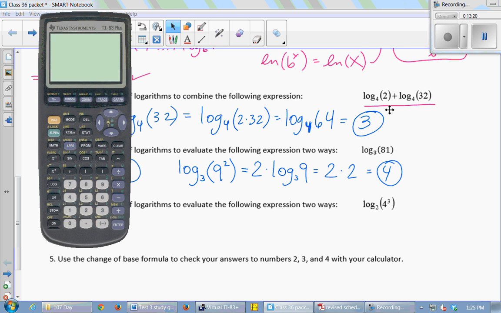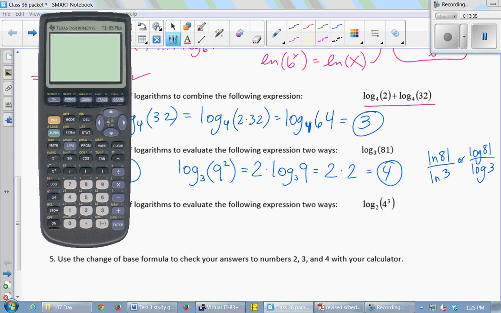I could use the change of base formula to write this as the ln of 81 divided by the ln of 3, or log of 81 divided by the log of 3. If I type either one into my calculator, ln 81 divided by ln 3, I get 4. Same thing as when I did it my other two algebraic ways. Log of 81 divided by the log of 3, 4. So you can also use the change of base formula to do that one.